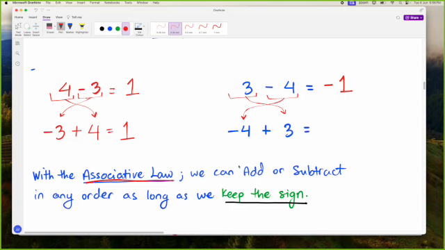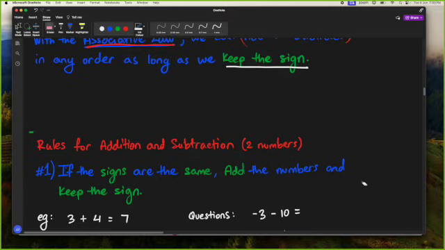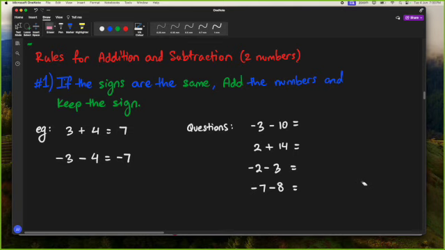We can add or subtract. We can rearrange numbers in any order as long as we keep the sign. So we could take numbers and move them across and mix them up as long as the happy numbers remain happy and the sad numbers remain sad. Right, so these are the rules here.